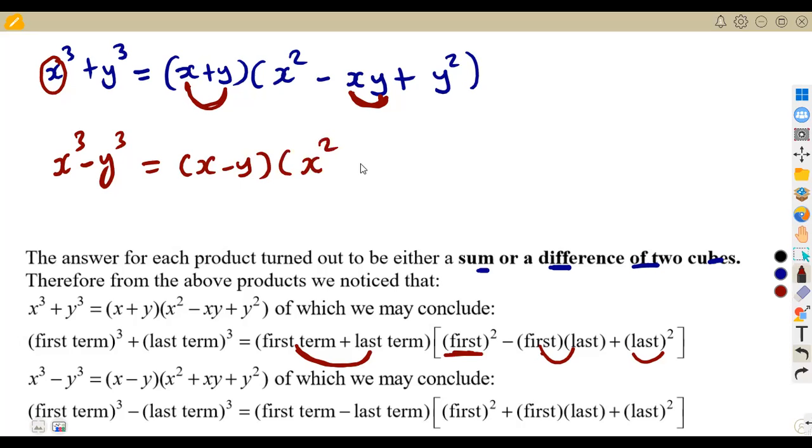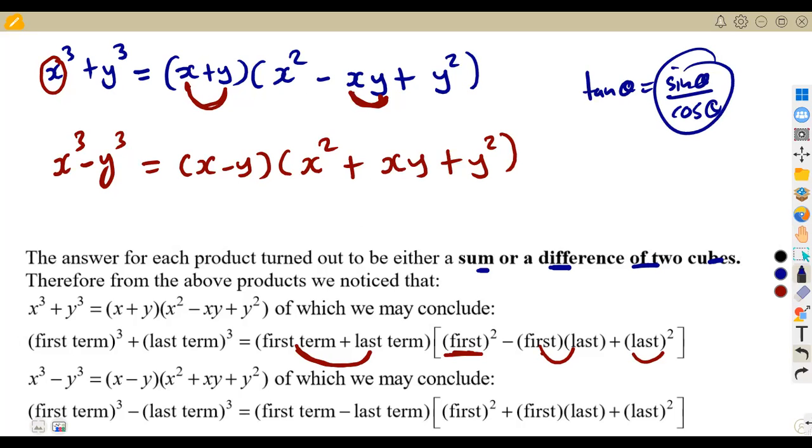So it's going to be x squared plus the product of the first and last plus the last squared. So that is what you're going to have at the end. It's like I'm explaining, as long as you know the presentation of your identity. It's like when you know that tan of theta is equal to sine of theta over cos of theta, you can use it where you have something of this nature to simplify. So it is the same thing like what we have.